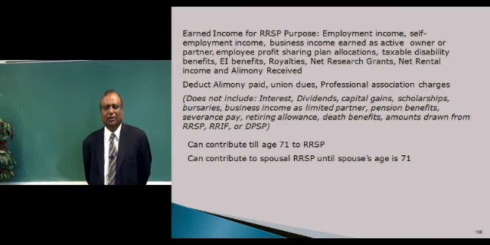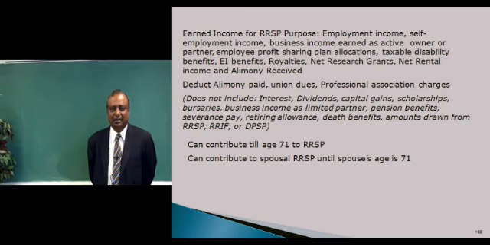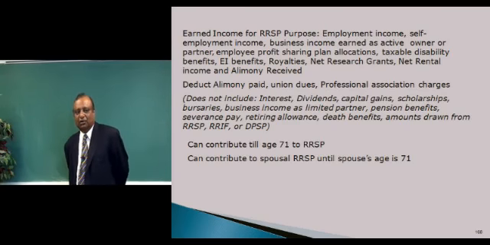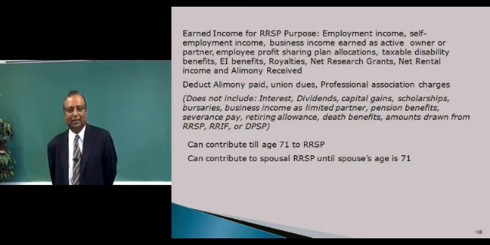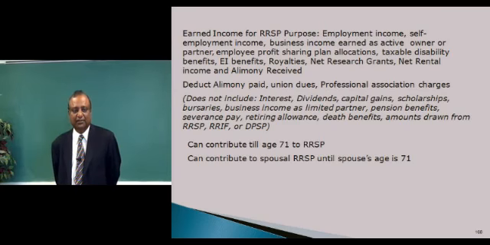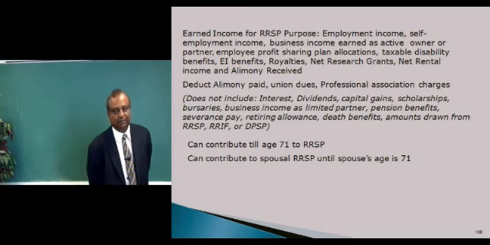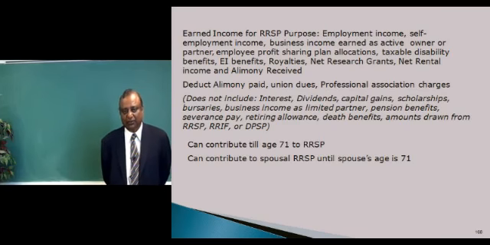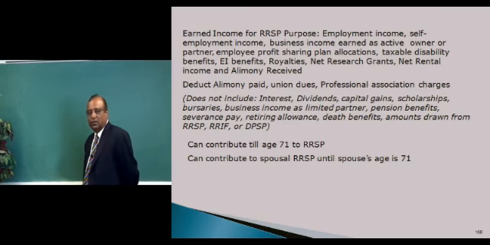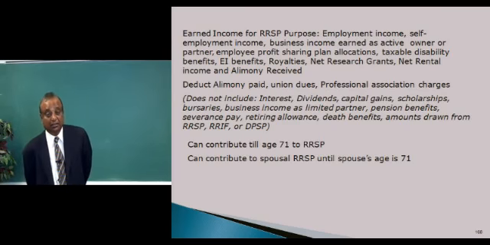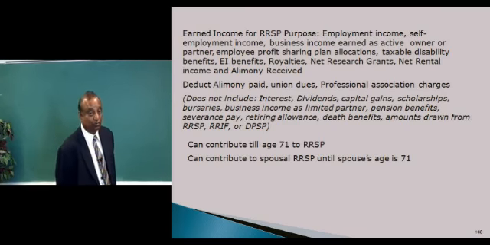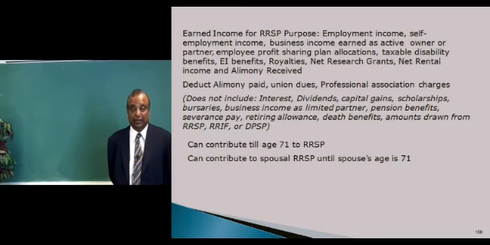So basically, what it will not include in the 18% calculation: any interest, dividend, capital gains, scholarships, bursaries, business income as a limited partner, pension benefits, severance pay, retiring allowance, death benefits, amounts drawn from RRSP, RIFs or DPSP. So if I take out $10,000, let's assume $10,000 I had taken out last year from my RRSP, I need to include the $10,000 in my income. Any withdrawal is taxable. But when they calculate my 18% new room for this year, they will not include that $10,000.